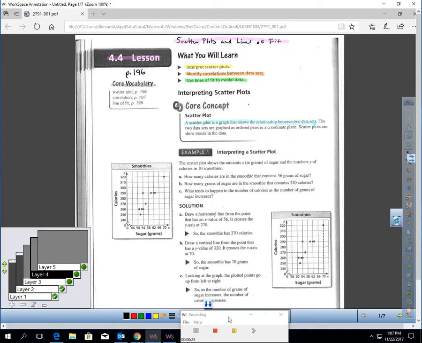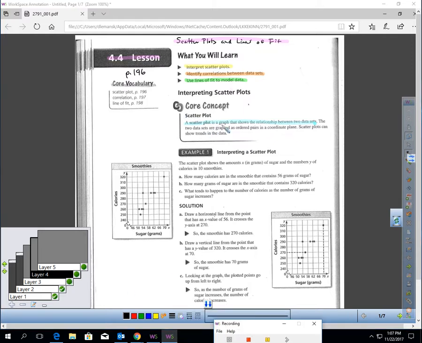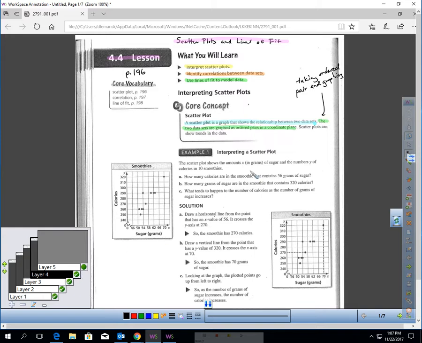Let's talk about a scatter plot first. What is it? A scatter plot is a graph that shows the relationship between two data sets. The two data sets are graphed as ordered pairs in a coordinate plane. So when you take ordered pairs and graph them, you are creating a scatter plot. So scatter plot's easy. It's just taking a table of ordered pairs and plotting them on graph paper. Scatter plots can show trends in data. That's the point of them.